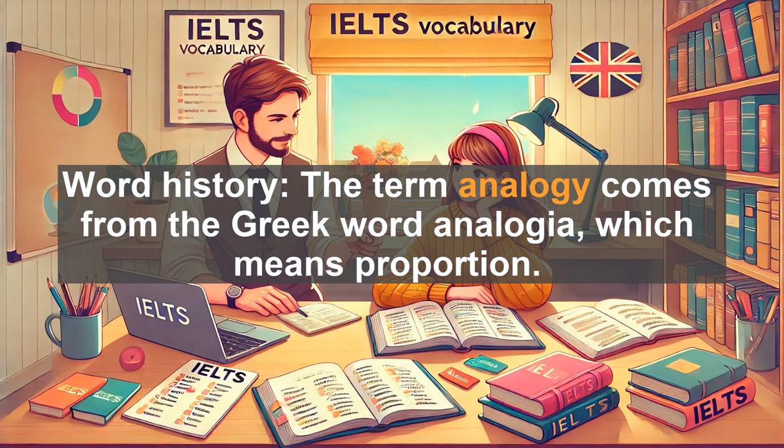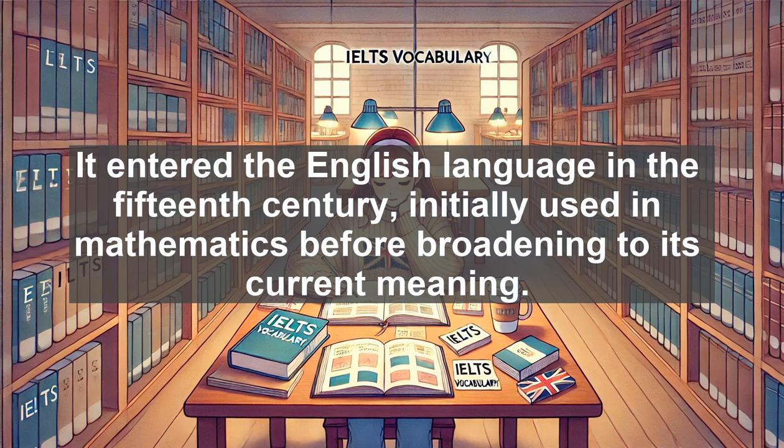Word history. The term analogy comes from the Greek word analogia, which means proportion. It entered the English language in the 15th century, initially used in mathematics before broadening to its current meaning.